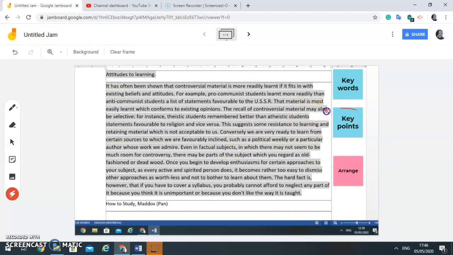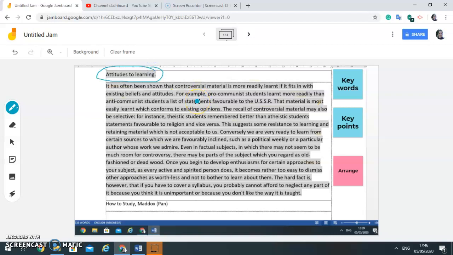The second one is finding the key points. What are the key points in this text? And then after you have the keywords and the key points, you need to arrange those points in your own words into a paragraph. Arrange. Okay. Let's see first the keywords. The first keyword, as I said, is the title: Attitudes to learning. This is the keyword.